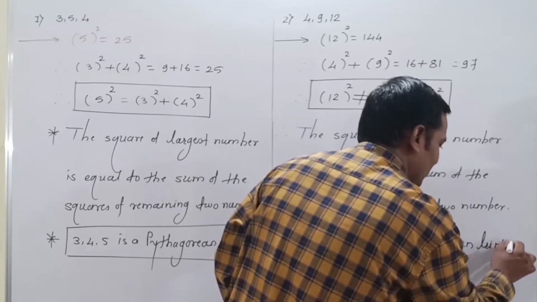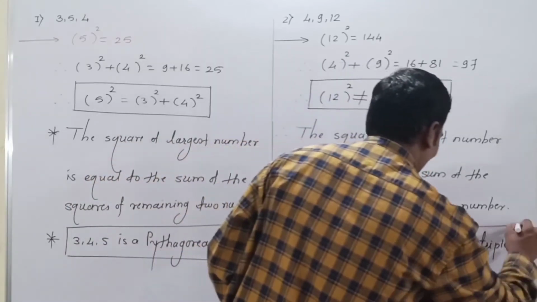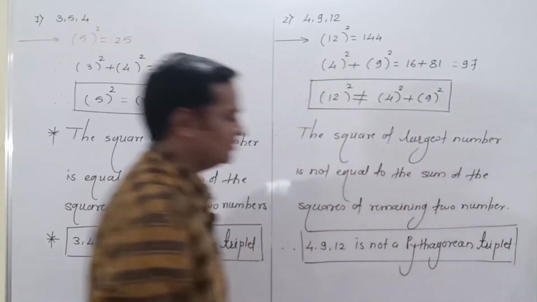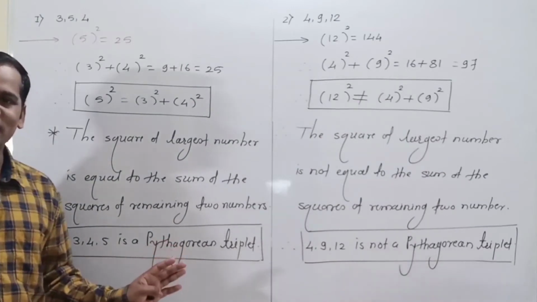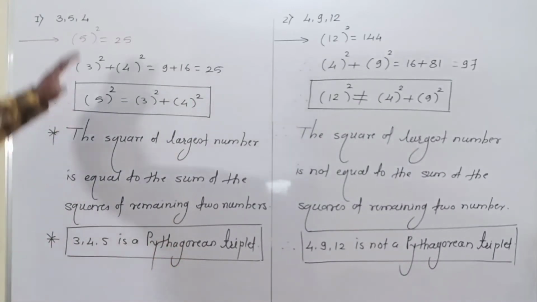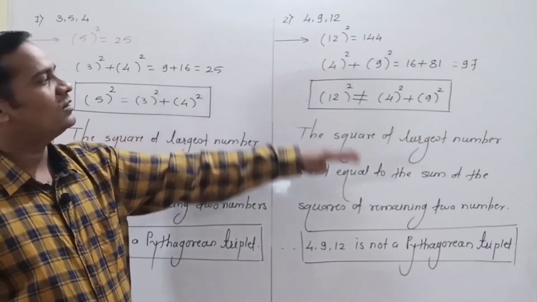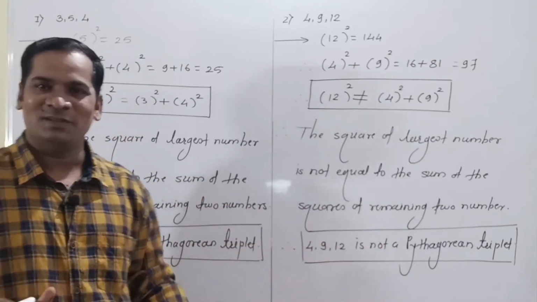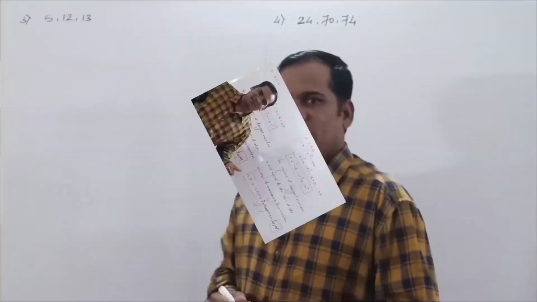These three numbers are not a Pythagorean triplet. Now this is the answer. How simple is this to find out whether given three numbers are a Pythagorean triplet or not? If the three numbers are a Pythagorean triplet, you can write the answer this way. Again, if the three numbers are not a Pythagorean triplet, you have to check and write it this way also. How simple is this? So let's move toward the next question.